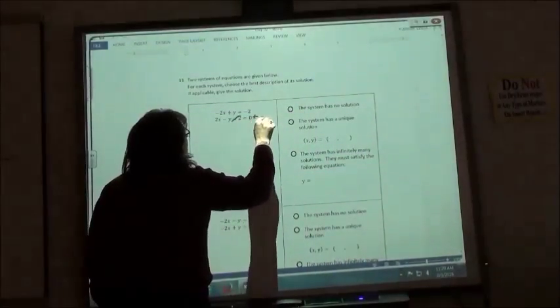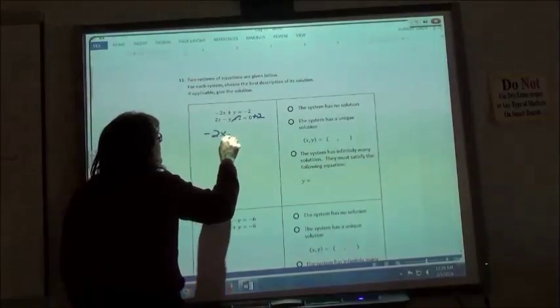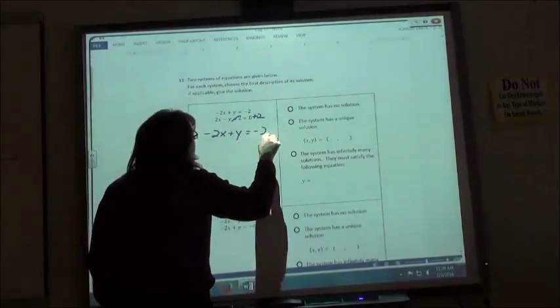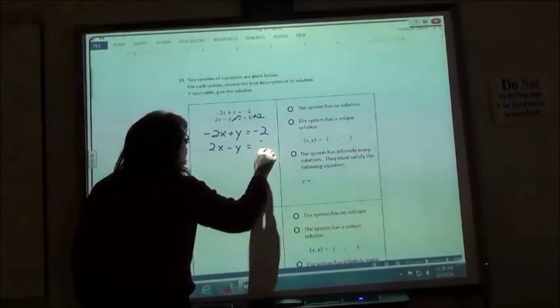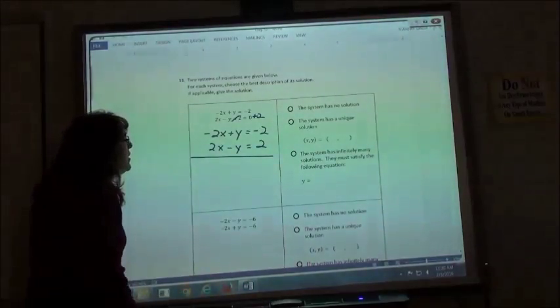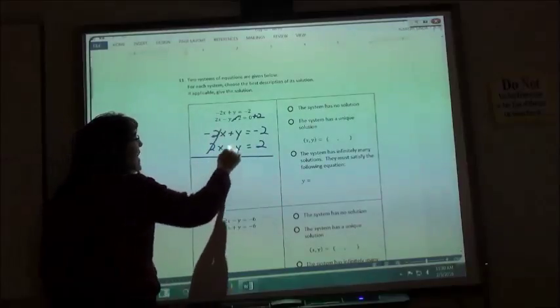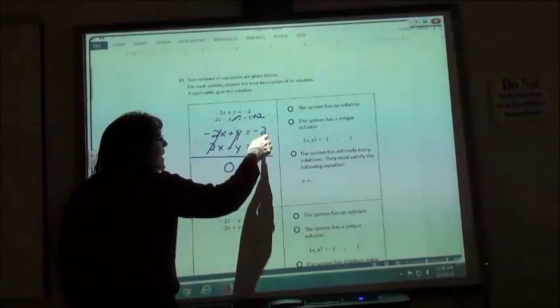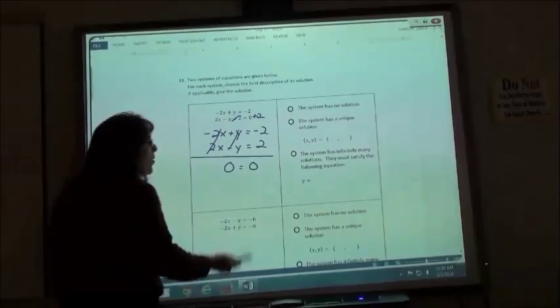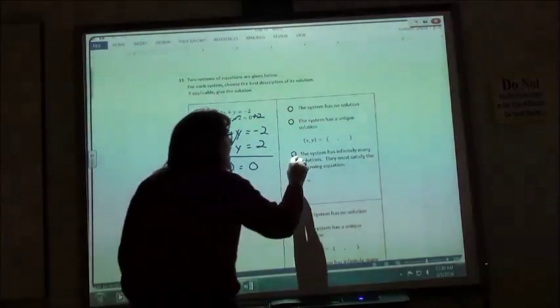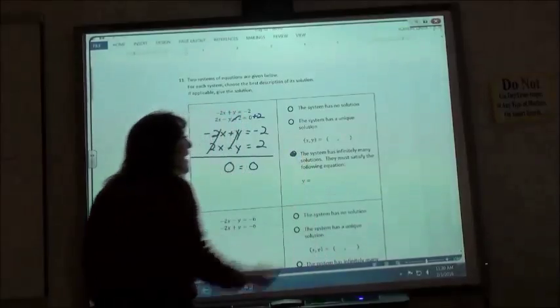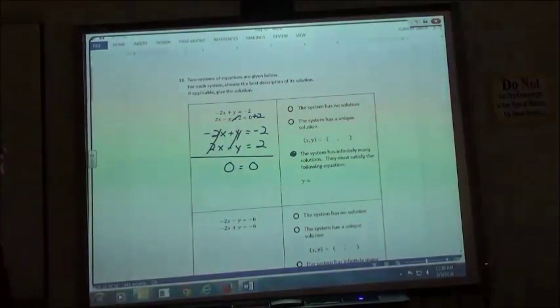I'm going to add my 2, so I'm going to have negative 2x plus y equals negative 2 for my top equation, 2x minus y equals 2 for my bottom equation. So when I add these, the x's cancel, the y's cancel. Negative 2 plus 2 is also 0. There's another one of those where you have 0 equals 0. If you get that, it means the lines are the same, so the system has infinitely many solutions.